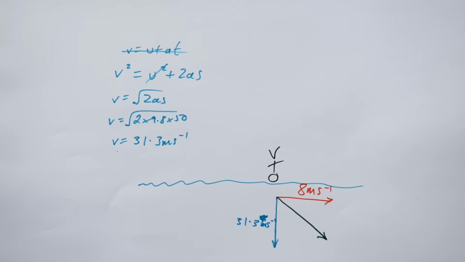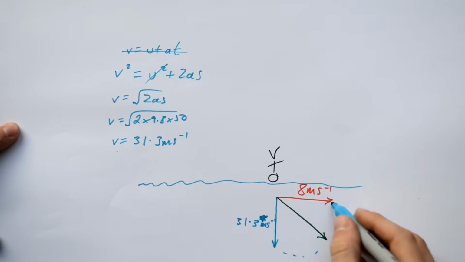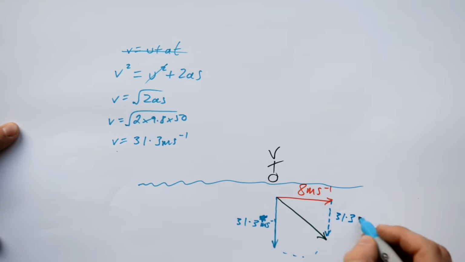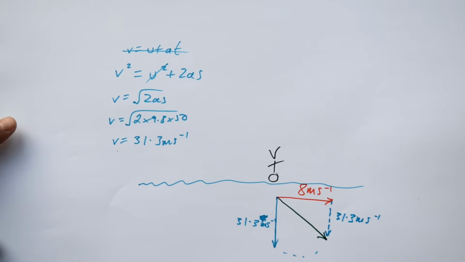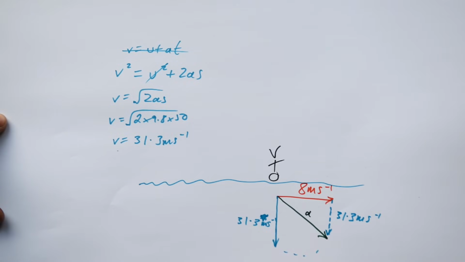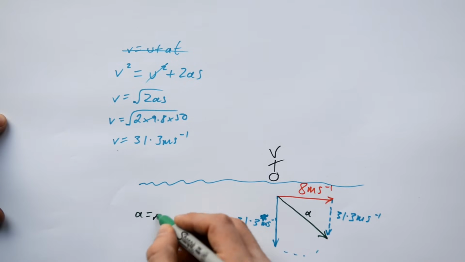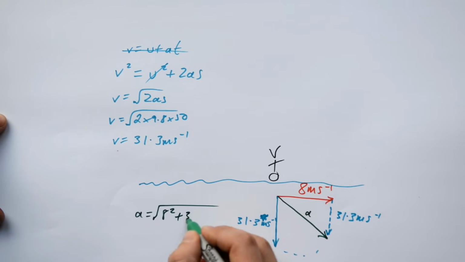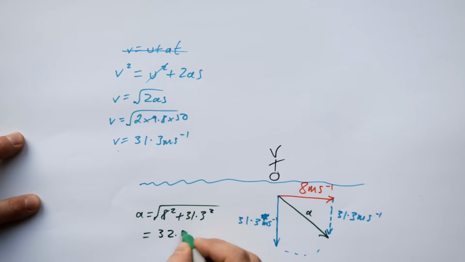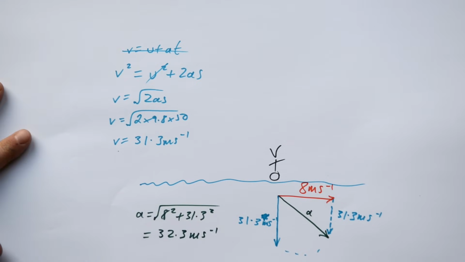How do we find that out? Well, as per usual, like you've seen before, what we do is make ourselves a triangle if you really want to. So we just pop this around here. And we have ourselves a triangle. All we have to do then is use Pythagoras. Let's call this speed, I don't know, a, seeing that we've already used v. So a is just going to be the square root of 8 squared plus 31.3 squared. That gives us a final speed of 32.3 meters per second.